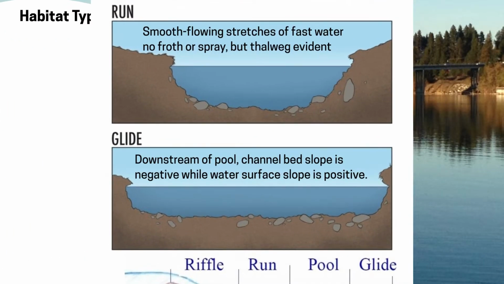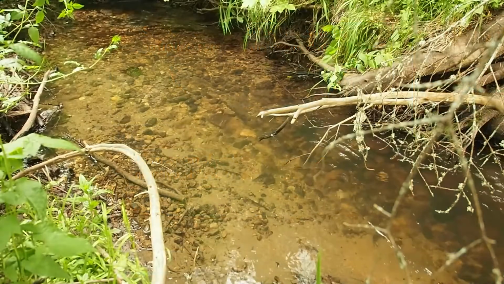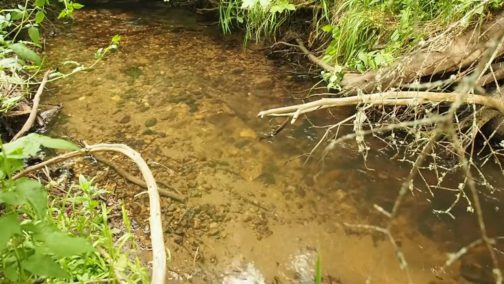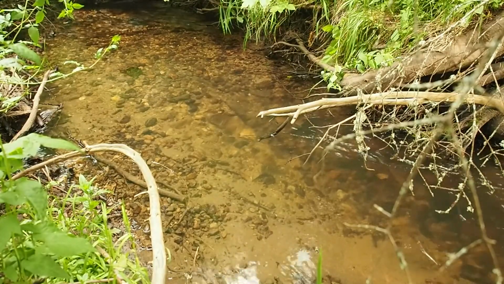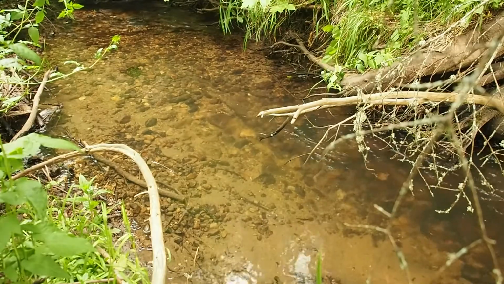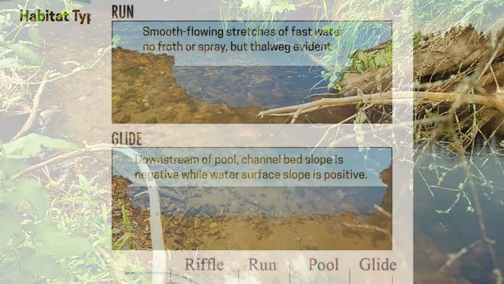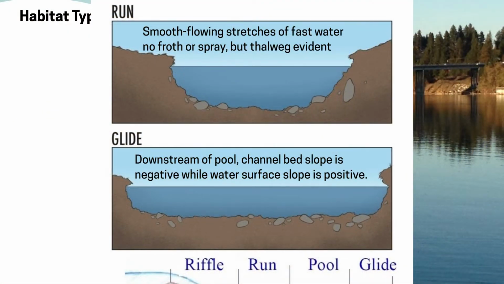A glide is the most difficult to describe. It's the area below a pool where the bottom of the stream is trending upward, but the surface of the stream is trending downward. The current increases out of the pool through the glide and into whatever habitat is next, say a riffle or a run. Fish often lay their eggs in the gravels of glides, since fine sediments settle here less frequently. The eggs require good stream flow to provide oxygen, so avoiding fine sediments is essential.